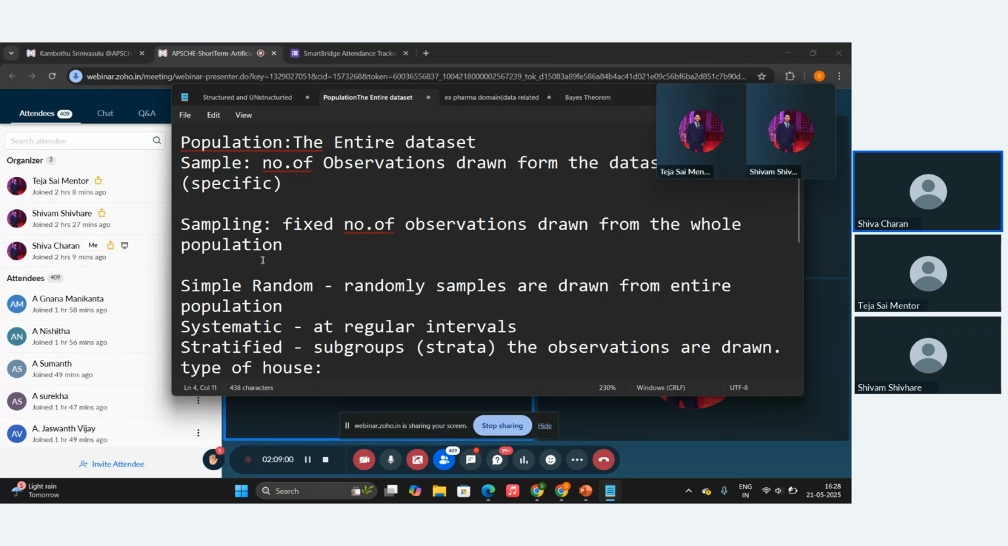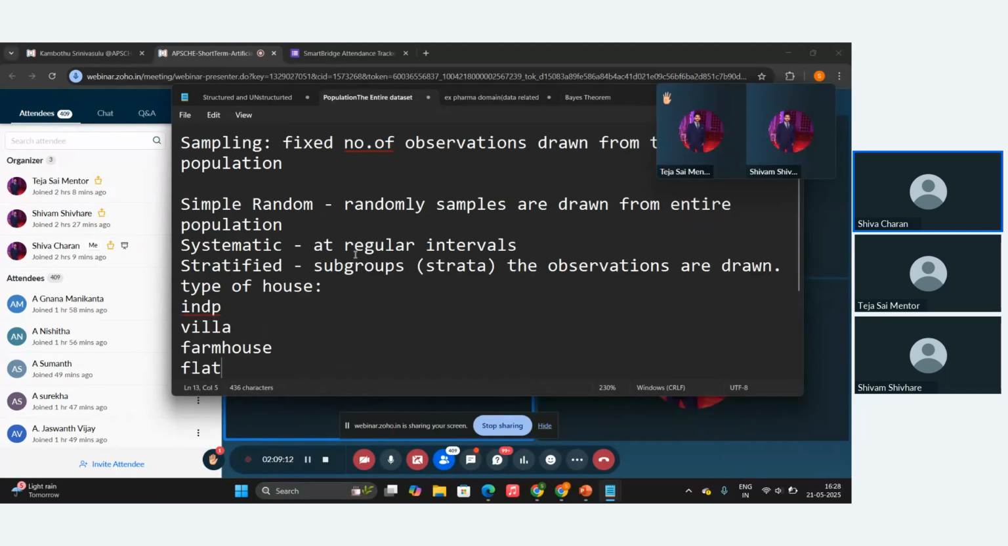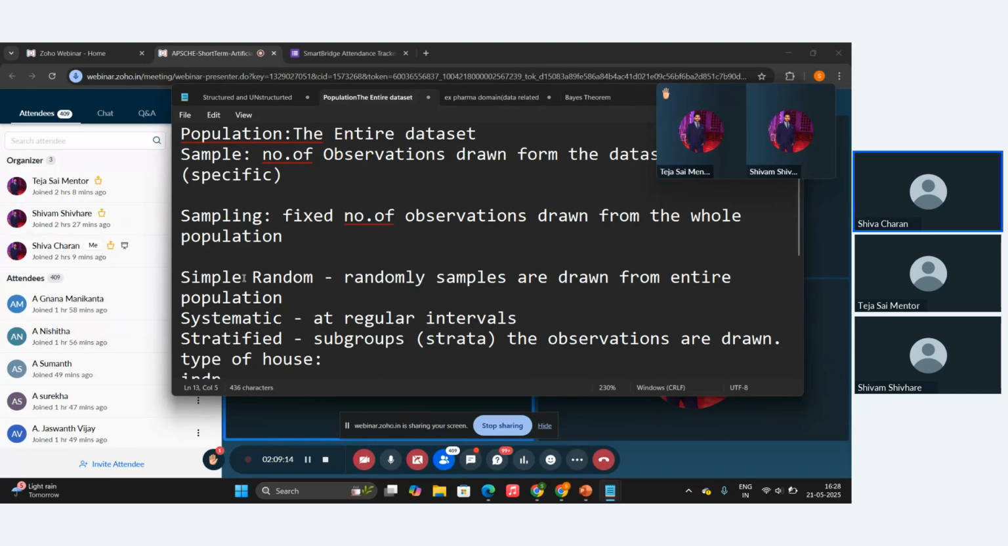And in sampling we have 4 types: simple random sampling, systematic sampling, stratified sampling, and clustered sampling. So what is simple random sampling? Simple random sampling is nothing but randomly drawing samples from the entire population.